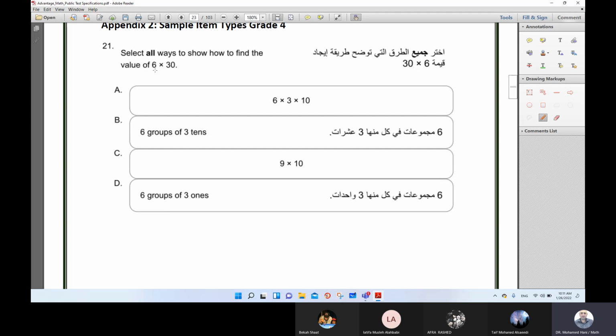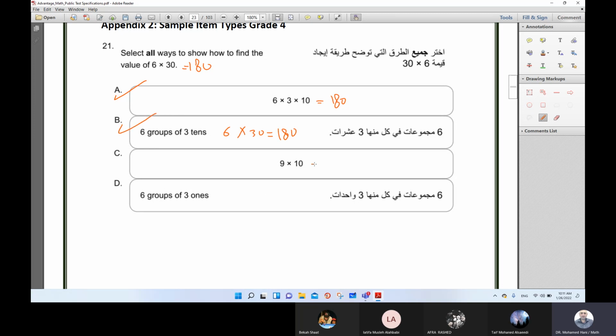As you see here, the value of 6 times 30, 180. The first choice here, 3 times 6, 18, times 10 will be 180. So here we have the same value. So means this is correct. Here 6 groups of 3 tens means 6 times 30 equal 180. So this is correct.